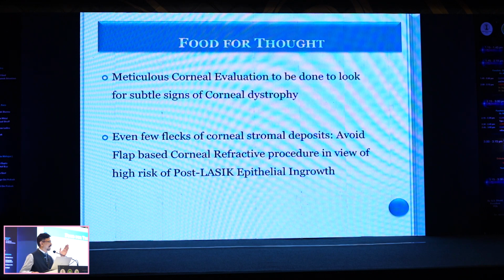when we are examining a case for LASIK, we should definitely do a thorough, meticulous slit lamp evaluation, and obviously we all do that. But if we see a few flecks in the stroma, in such cases it's better to avoid LASIK, although with a couple of cases we cannot establish a causal relationship. However, we can still suspect that such cases can develop epithelial ingrowth. And in such cases, if the patient requires a refractive procedure, then a surface ablation can be a better option in comparison to a LASIK procedure.